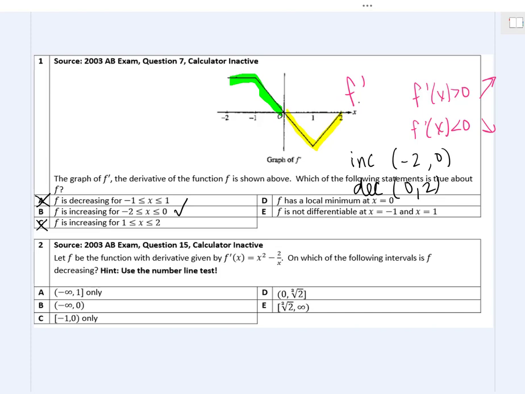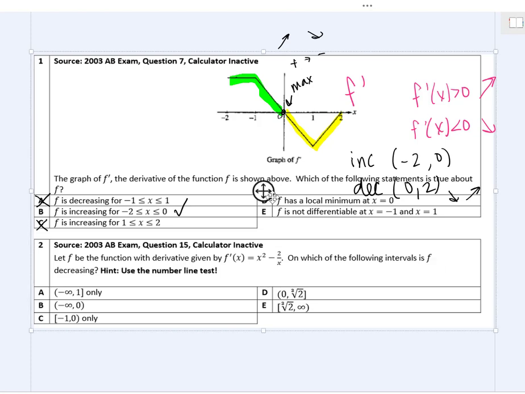A local minimum at x equals 0. Okay, well, we know a minimum happens when we go from decreasing to increasing. This is the opposite. This is actually going to be a max because we are going from positive to negative, or increasing to decreasing. So that's a maximum right there.